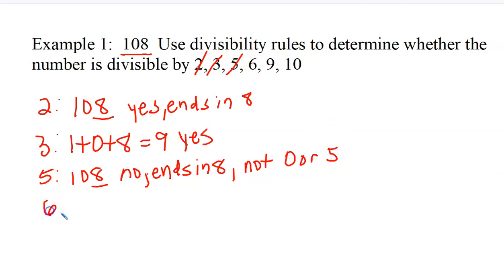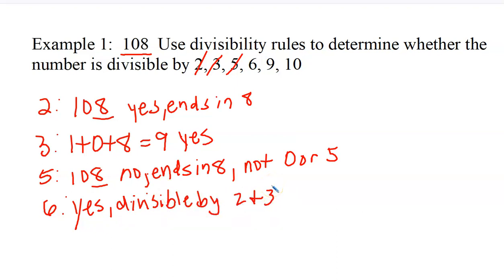And now I'm going to do the 6s. So remember for the 6s, I have to figure out if it's divisible by 2 and 3. So I go up to this row. Yes, it's divisible by 2. Yes, it's divisible by 3. So I say yes. Divisible by 2 and 3. Check.